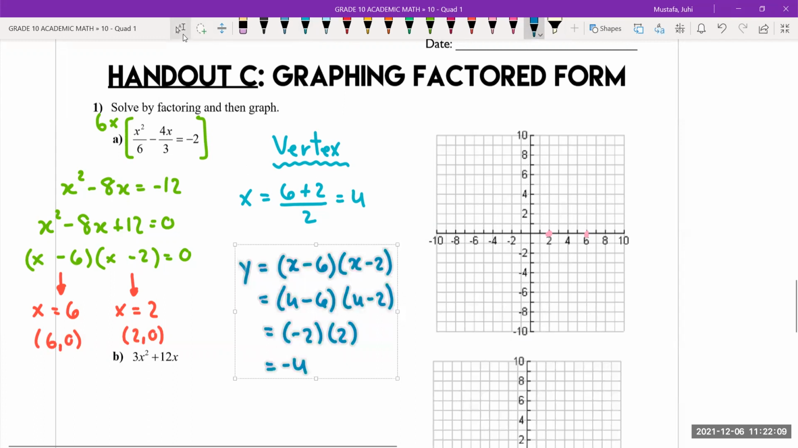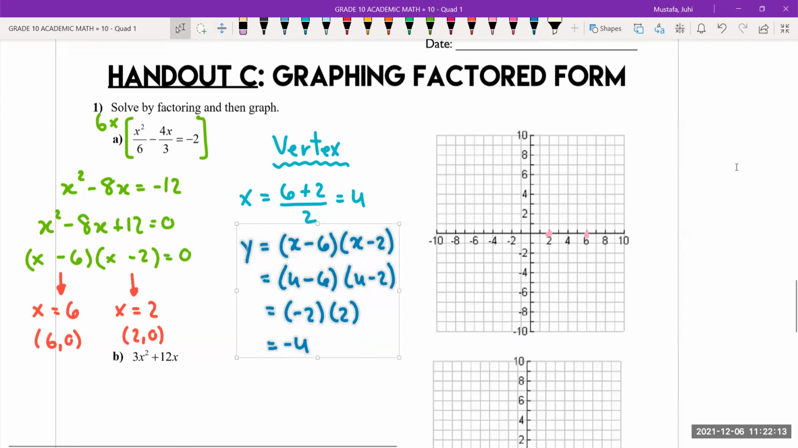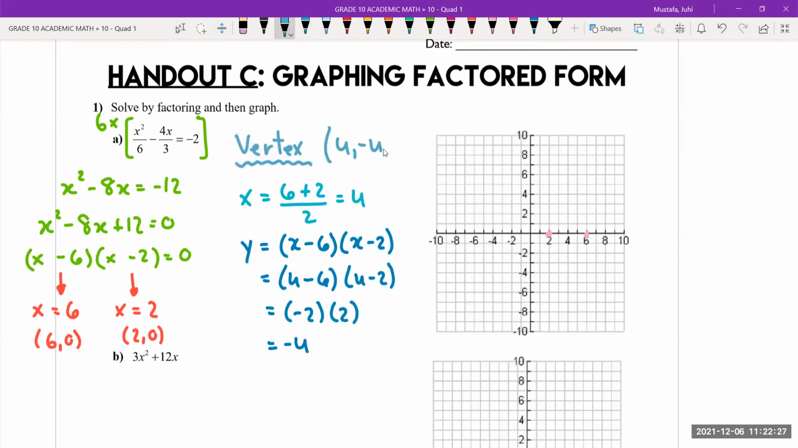Just going to move this up. Change the color. Okay, so now what we have essentially done is we have figured out the 2 values for our vertex, and they are 4, -4. This is the x, this is the y. This, by the way, is also known as your axis of symmetry. So going back to this equation right here, x is equal to 4.